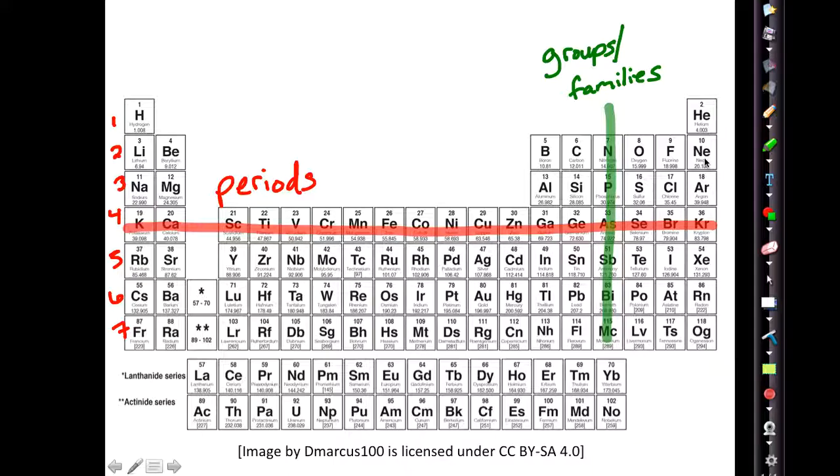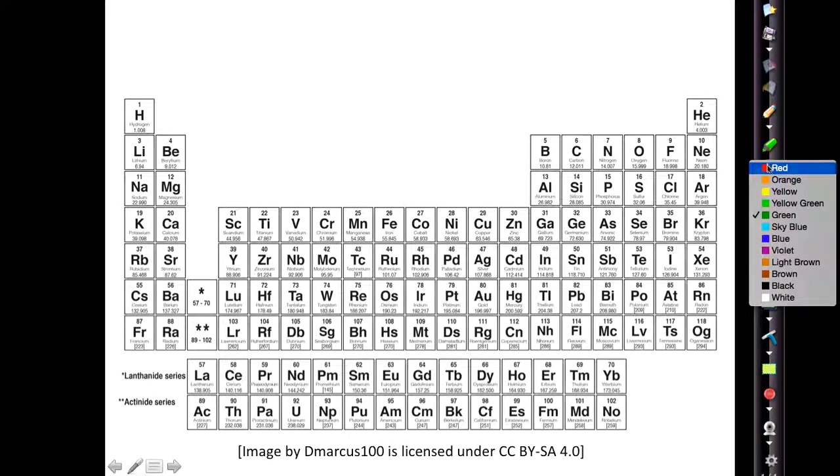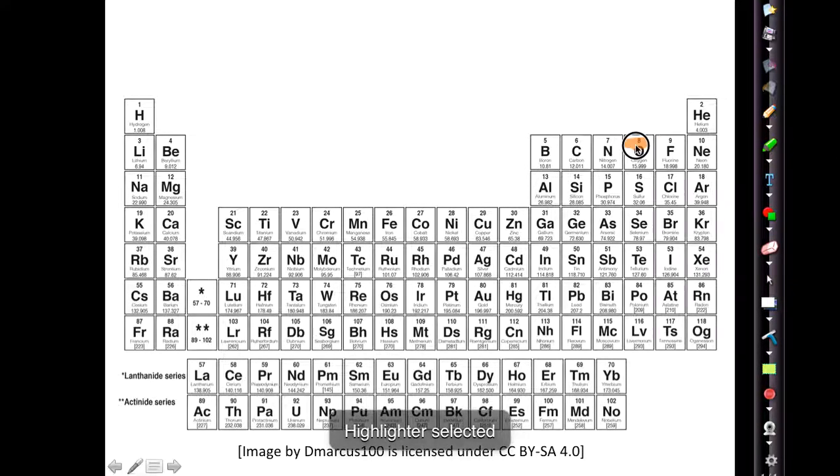When we arrange the elements in order of increasing atomic number, what we find is that the properties of the elements tend to repeat themselves such that the elements in the same column, the elements in the same group or family, have similar characteristics, similar properties. So let's take a look at one group or family here. Let's take a look at the elements in the oxygen group, or the column in the periodic table that starts with oxygen here. So we're looking at the 16th column on the periodic table.